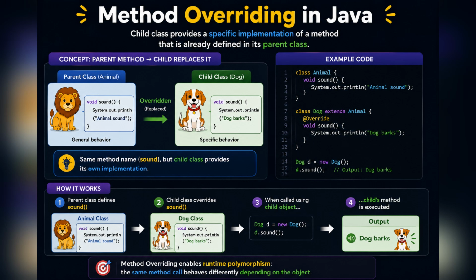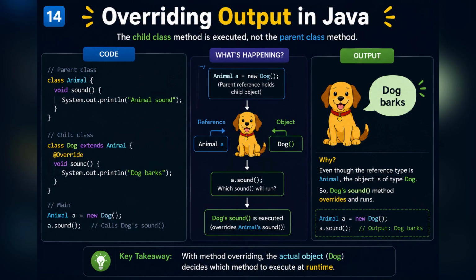Now we move to method overriding. Here, the child class changes the behavior of the parent class method. This allows customization of inherited behavior. This is very important. Even though the reference type is Animal, the actual object is Dog. So the method of Dog is executed. This is called runtime polymorphism.